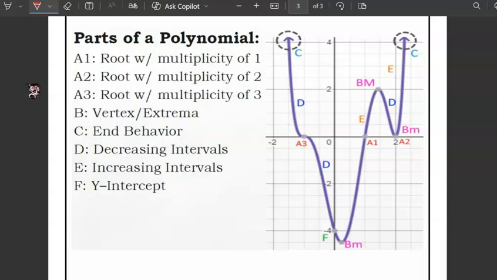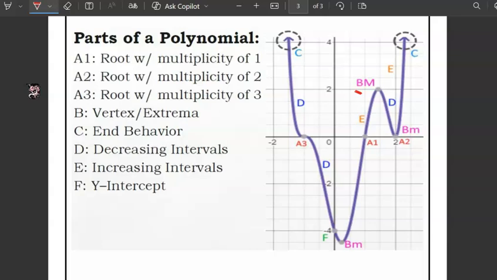B is the vertices. We have at the bottom an absolute minimum. And then up here towards the middle, we have a relative maximum. And behavior on the left side, right side, looks like it's going up on both sides.